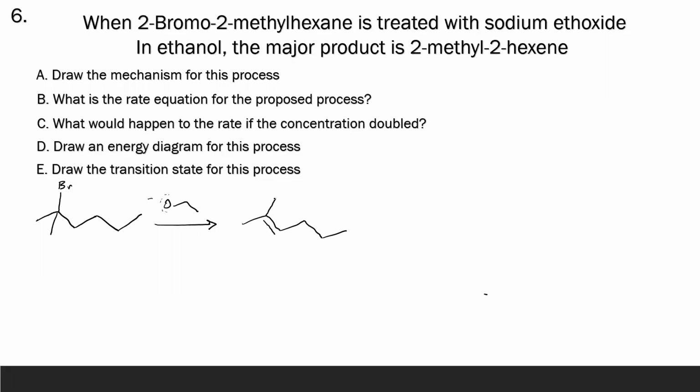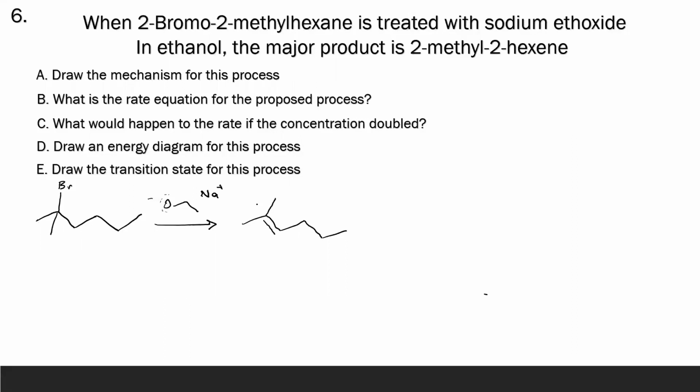So the mechanism is going to look something like this. Draw a sodium counter ion there. So you've got a strong base, strong nucleophile coming in and extracting a proton. You have a loss of the leaving group, the bromine, and you form your more stabilized alkene product. And again, this is going to be your major product, the most significant product, because you have the double bond forming in the more substituted position.